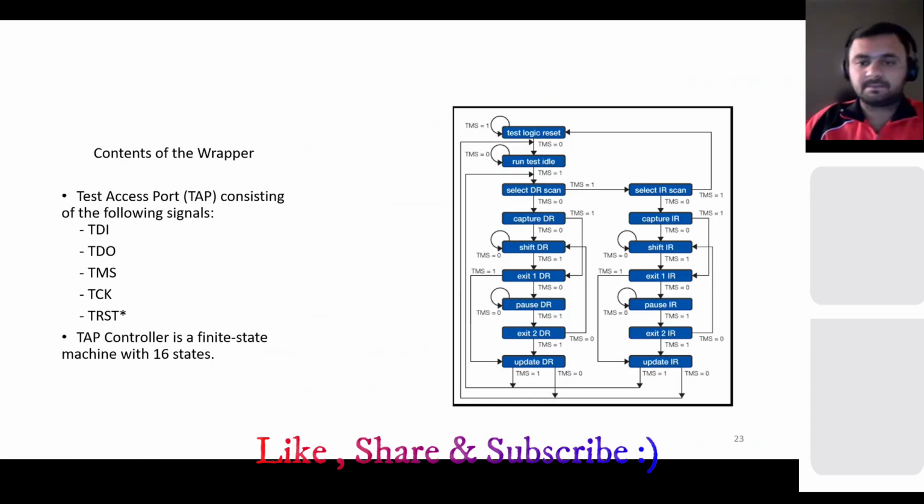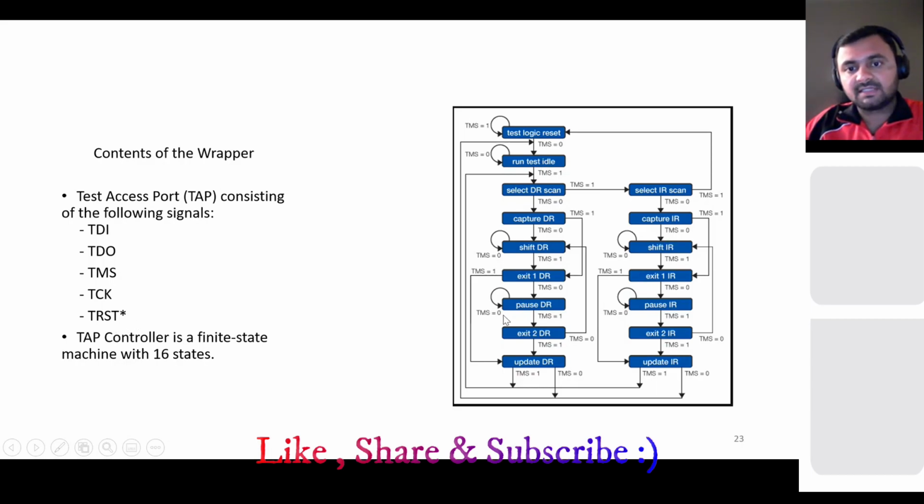Now this TAP, we have the 16 states, right? You can see here, this is the TAP architecture or TAP FSM, where we have the 16 different states. TDI, TDO, TMS, TCK are mandatory, TRST is optional. Using this FSM, we generate all the internal signals like shift, capture, update, everything. As I told, TRST is optional here.